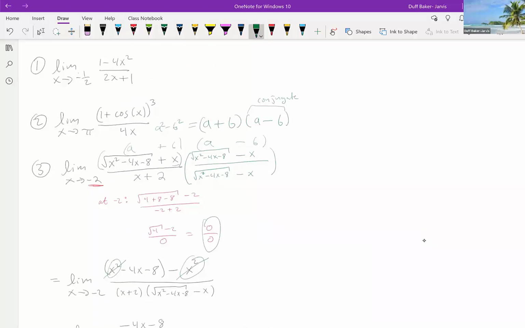And because I saw this term on the numerator where it had a square root plus another term, it made me suspect that maybe this multiplying by the conjugate trick here would work. So this is another good one to have in your toolbox. And you have to remember, whenever you do that, you have to divide by that same conjugate to avoid actually changing the limit.